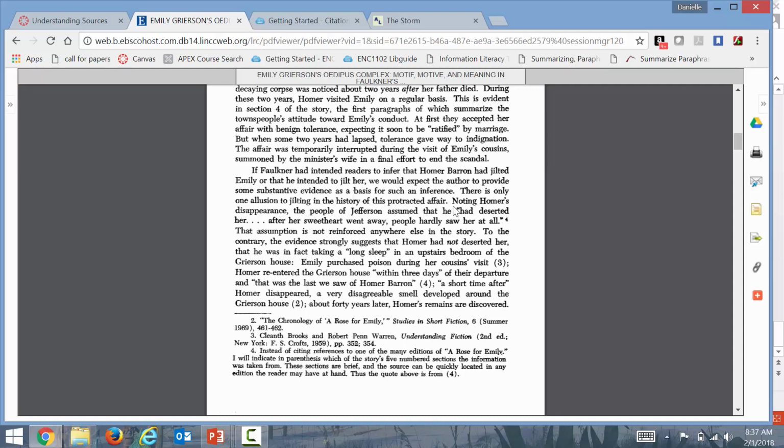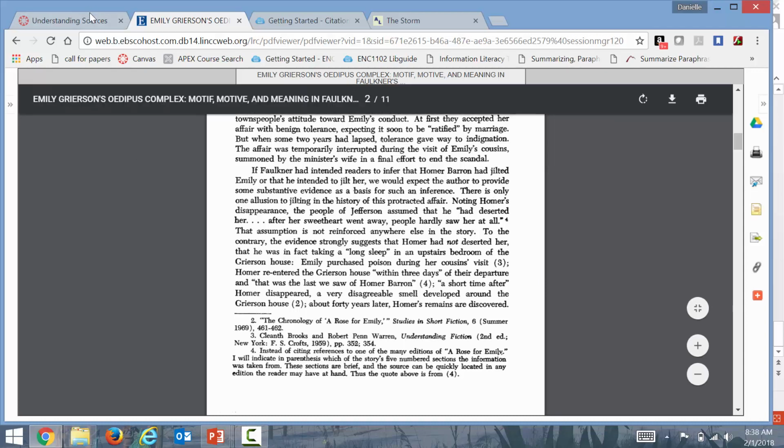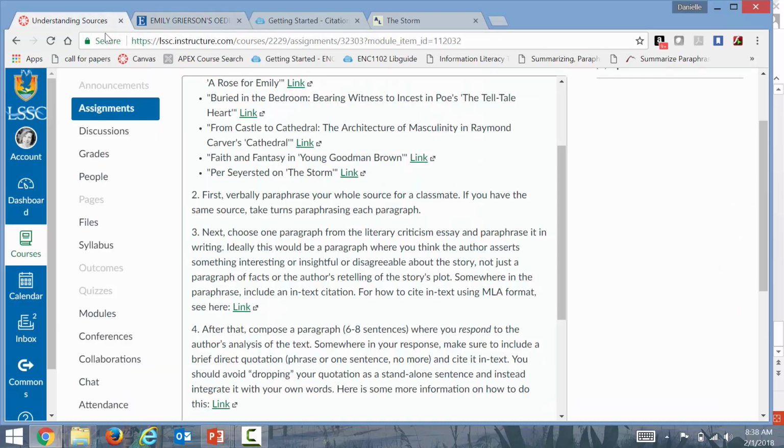So he goes on. So basically, if I was going to paraphrase that paragraph, I would talk about how the author is suggesting that Homer Barron did not jilt Emily, and that there's not evidence for us to believe that; instead he believes, yada yada yada, whatever he believes, which I'm not going to tell you because I want you to read that.